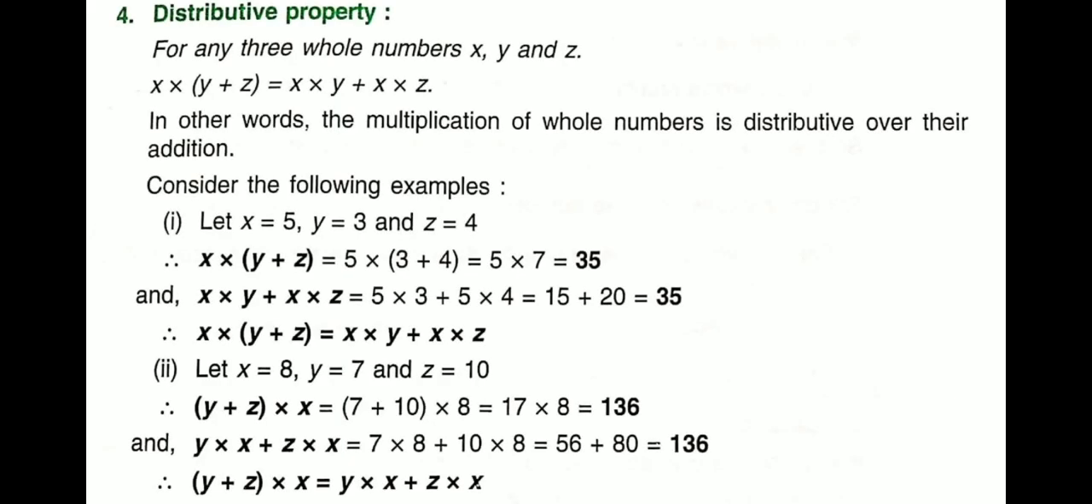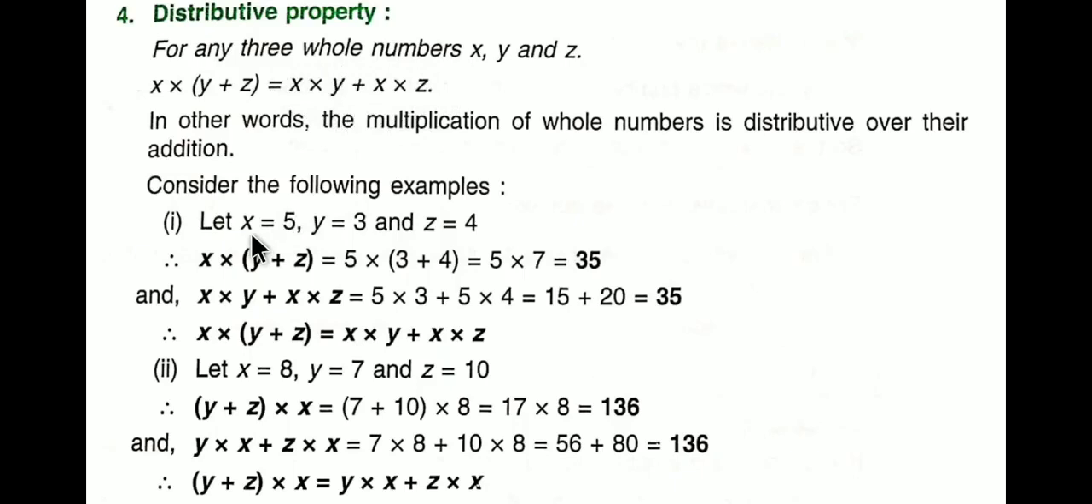The next, fourth one is called the distributive property. So over here you can see that x is getting multiplied with the sum of y and z. Okay, so you can expand it or distribute x over the addition, like x times y plus x times z. So this is called the distribution or the distributive property.